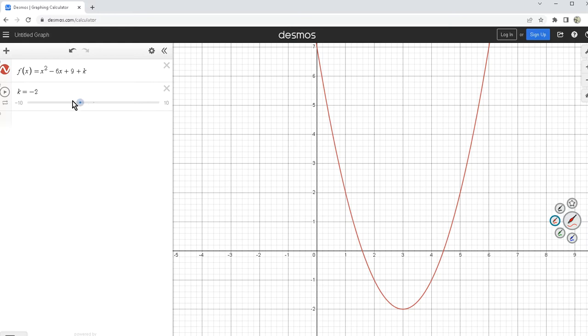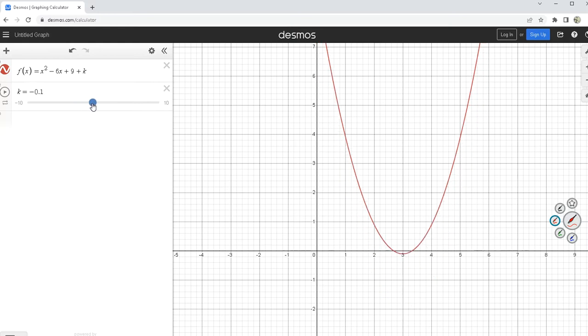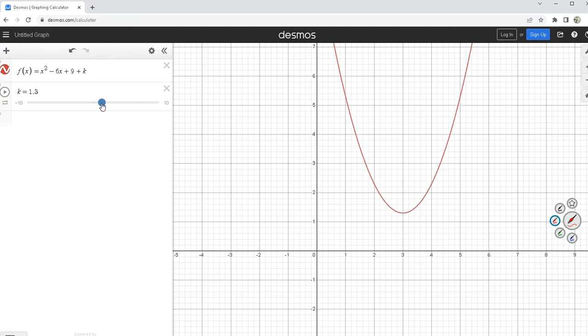All right, so let's take it back to 0. Now, if we make k positive, let's say +1, if you add 1 to the original function, what do you think is going to happen? Well, let's see. If you shift k to +1, the graph shifts up 1 unit. That highlights what we talked about before. When you add a constant to a function, it shifts it up, and when you subtract a constant from a function, it shifts it down.